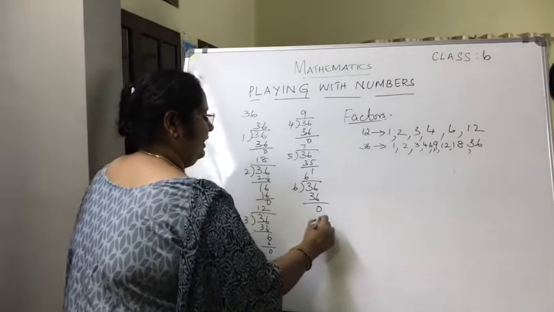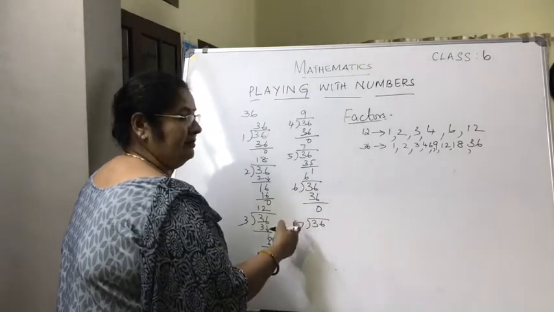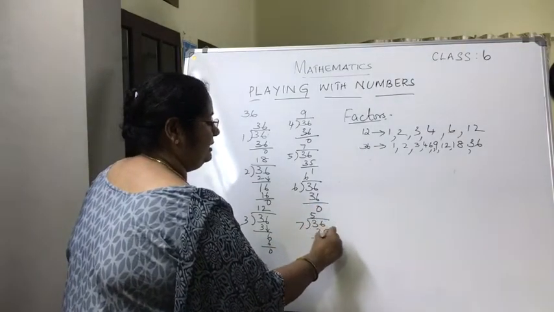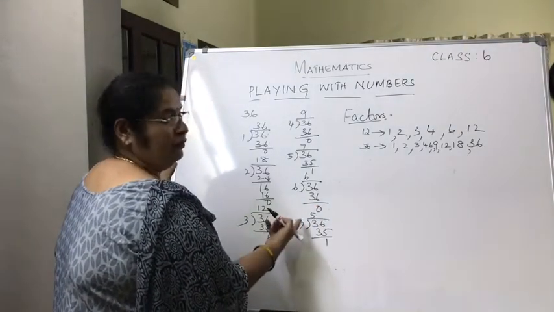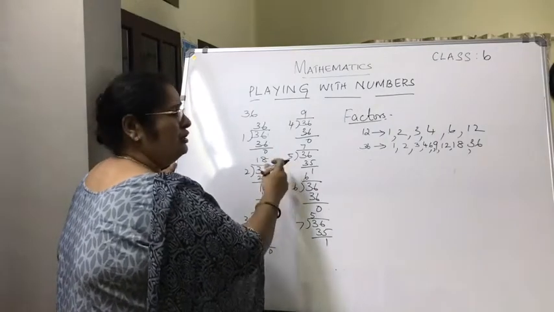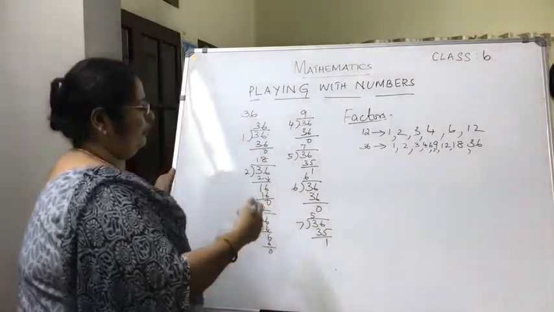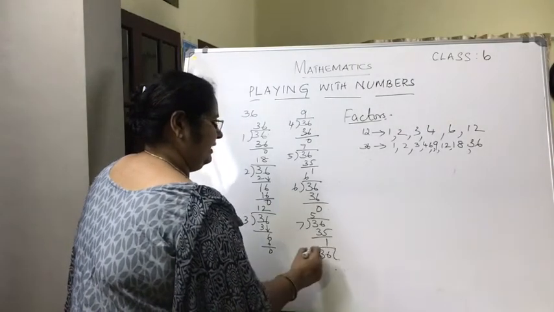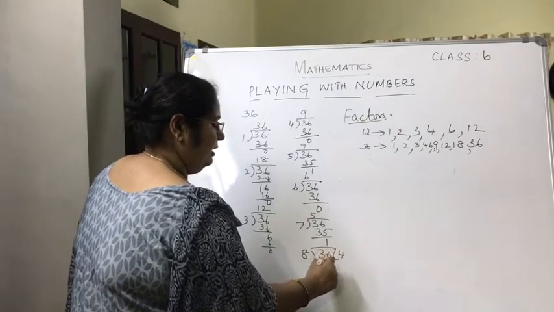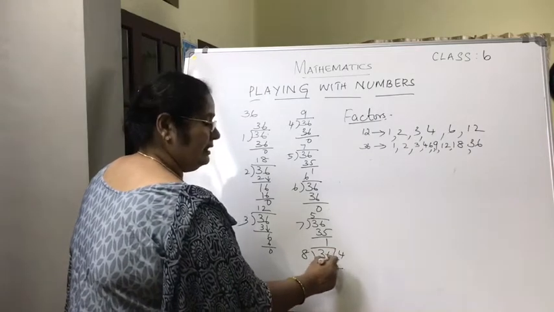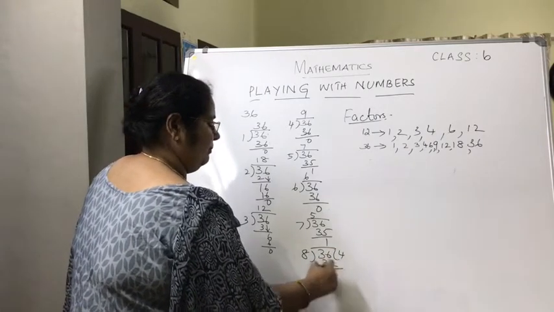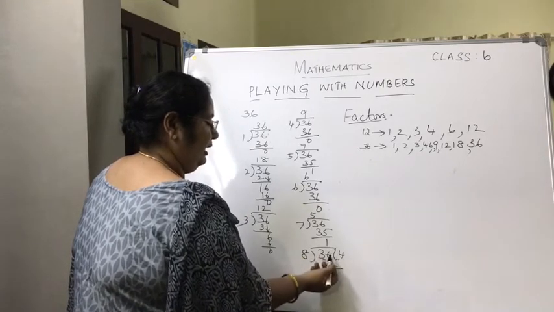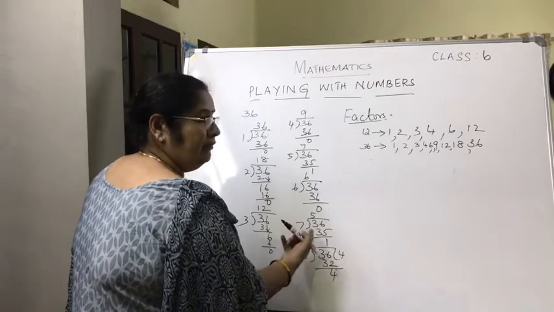Now 36 divided by 7. 7 in 36, how many times? 7 5s are 35 with the balance of 1, or remainder 1. So 7 and 5 are not factors. We already have found out. So should we have to go further? Do you want to go for 8? Okay, let us see. 36 divided by 8. When you divide 36 with 8, how many times? 8 4s are 32. 36 minus 32? 4. The remainder is 4. So 8 is not a factor of 36.